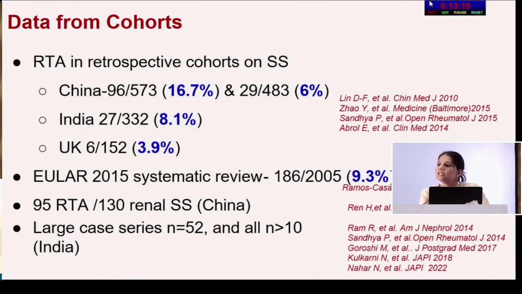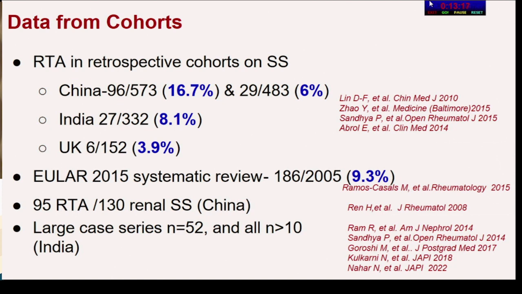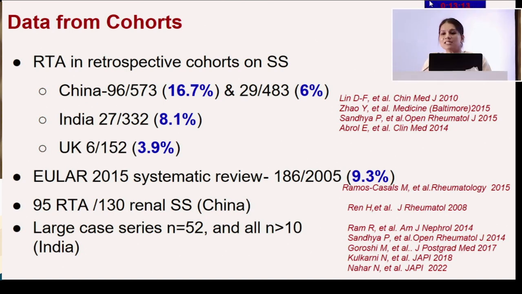Now, let us look at the data that is available from retrospective cohorts of Sjogren's syndrome across the world. This gives us an idea of the frequency of RTA in different parts of the world. In an early Chinese study, the frequency of RTA was 16.7%. In a more recent study, it is 6%. In an Indian study, this is from CMC Vellore, 8.1%, UK 3.9%. EULAR did a 2015 systematic review in which the frequency of RTA was 9.3%.